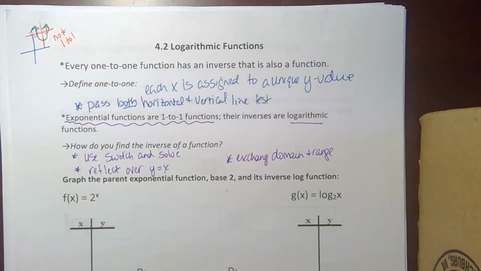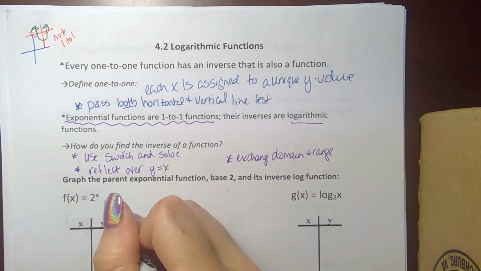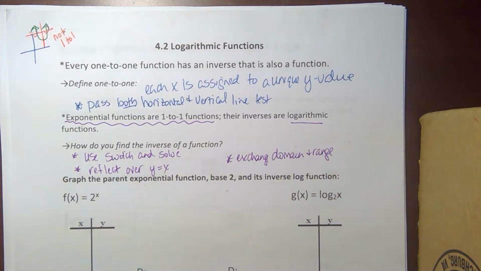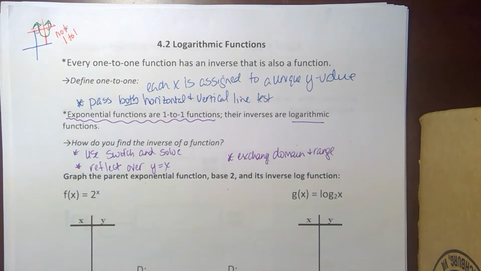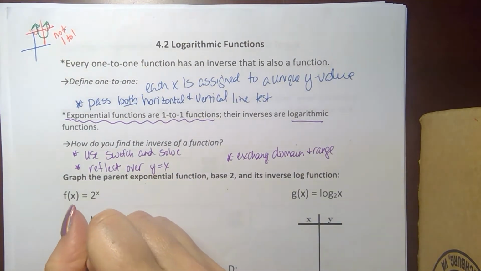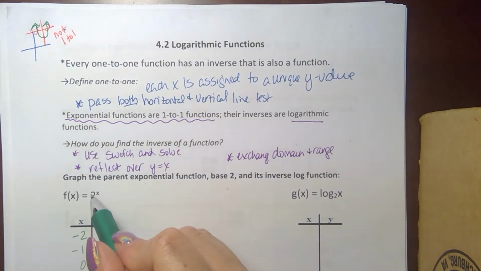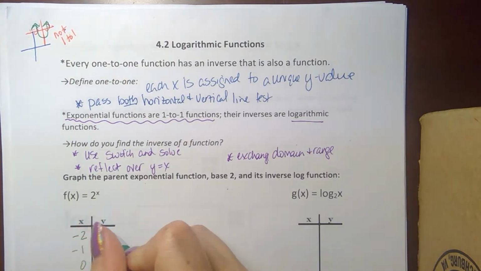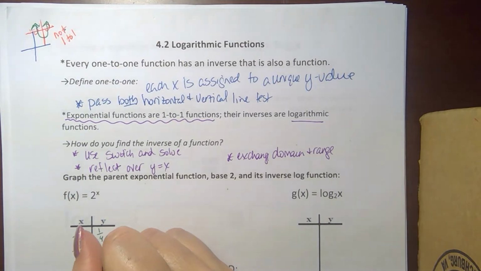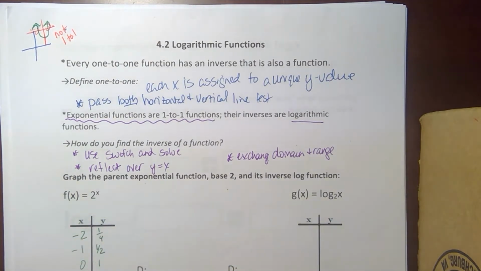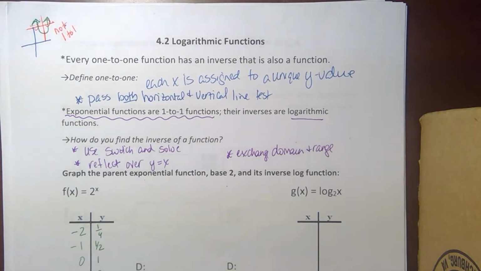So f of x equals 2 to the x. We've already graphed this before. Let's go ahead and fill it in and graph it again. Remember, when I'm graphing exponential functions, I use those standard 5 values for x. So I'm going to use -2, -1, 0, 1, and 2. When I do 2 to the -2, I get 1/4. 2 to the -1 is 1/2. Anything to the 0 is 1. 2 to the first is 2. 2 squared is 4.